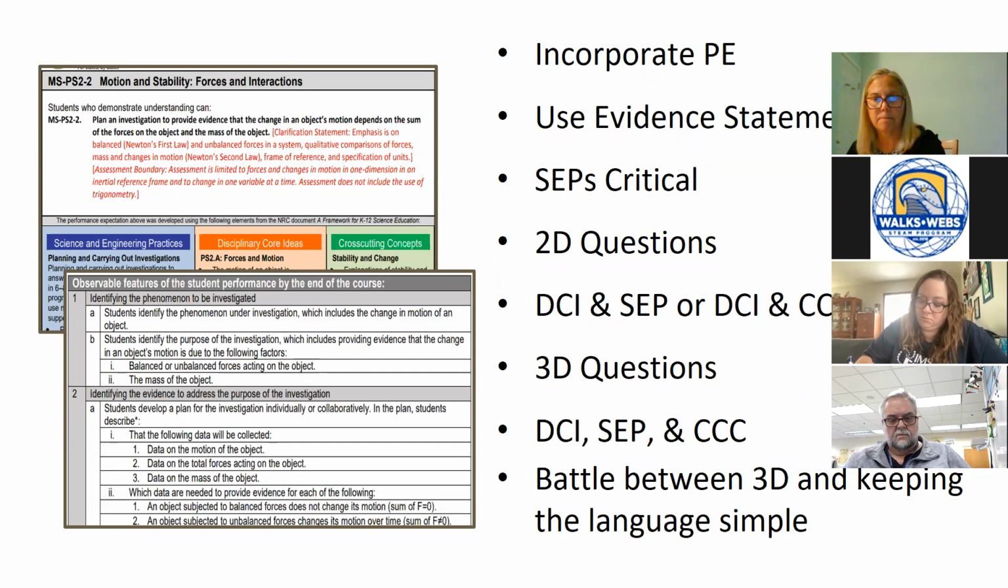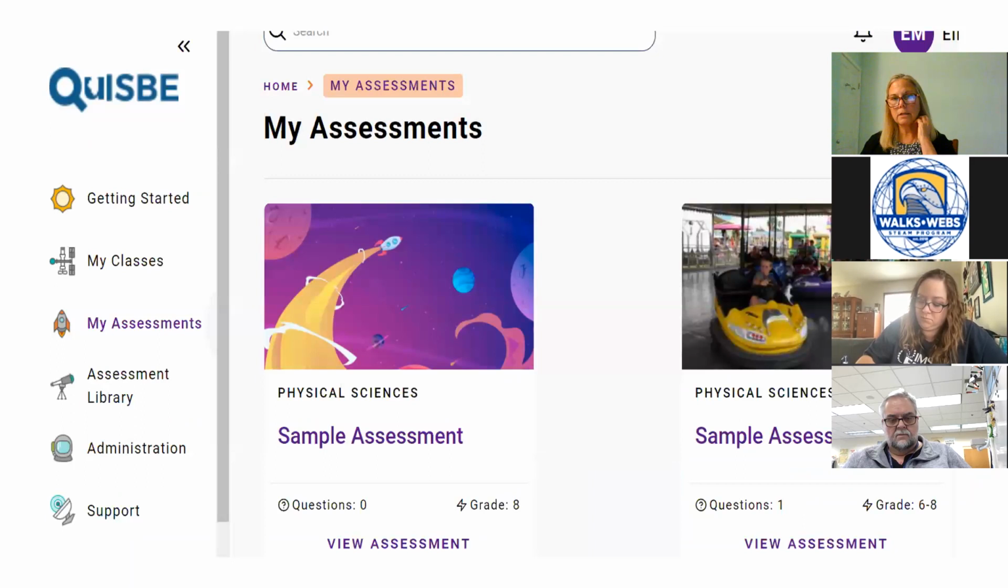So I did that for this example. And then this is what QuizBee looks like when you get there, except you don't have any sample assessments in there. Those were two that I added. The tutorials that they have along the left-hand side are very helpful and very well done. And they're in what I would say is small bites instead of giving you everything at one time, so it's not overwhelming.